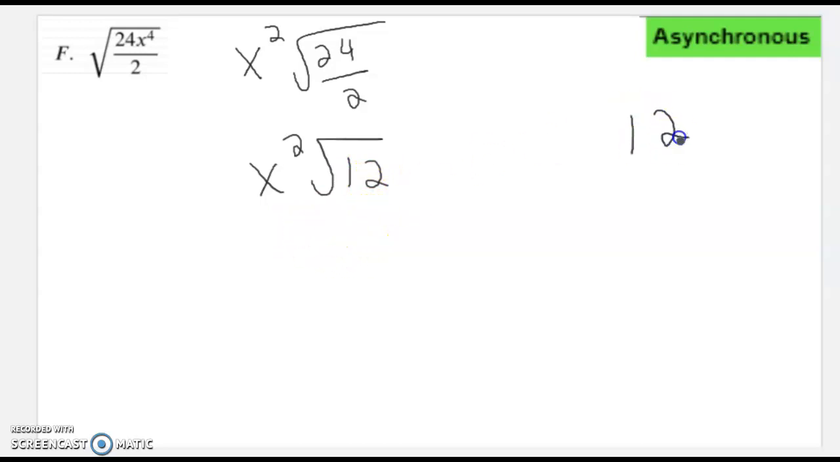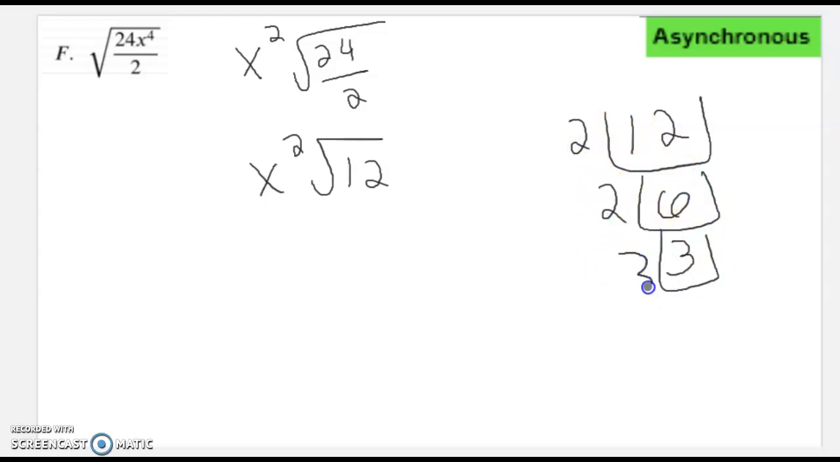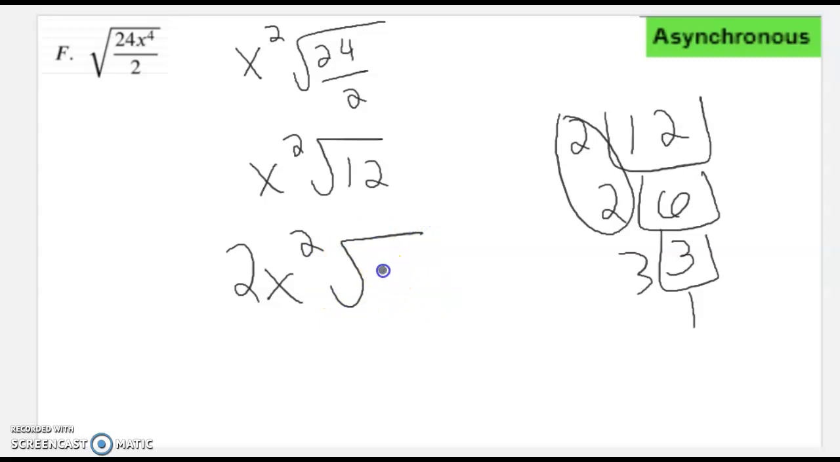And then you can break down the square root of 12. So we would have 2. 6 is divisible by 2 again. We have 3 and 3. So it's going to be 2x squared times the square root of 3 with that.